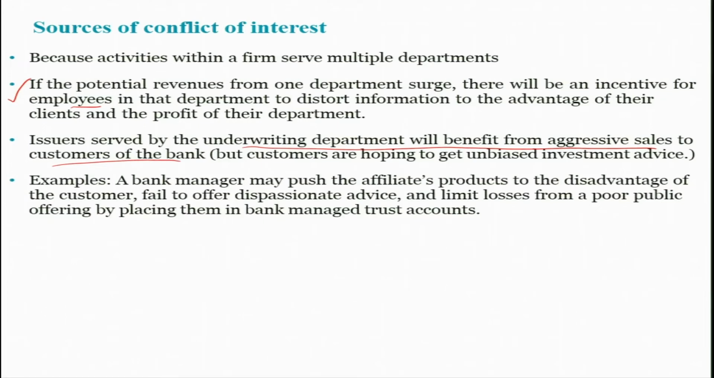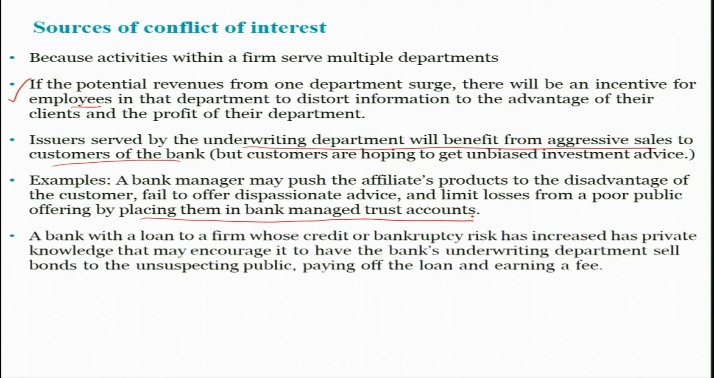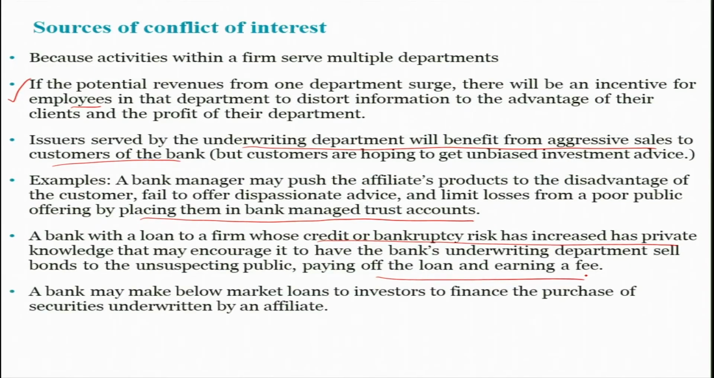Let's take some examples of that. A bank manager may push the affiliate's products to the disadvantage of the customer, fail to offer dispassionate advice, and limit losses from a poor public offering by placing them in bank-managed trust accounts. That is one. A bank with a loan to a firm whose credit or bankruptcy risk has increased has private knowledge that may encourage it to have the bank's underwriting department sell bonds to the unsuspecting public, paying off the loan and earning a fee. So these are all some kind of cheating, right?